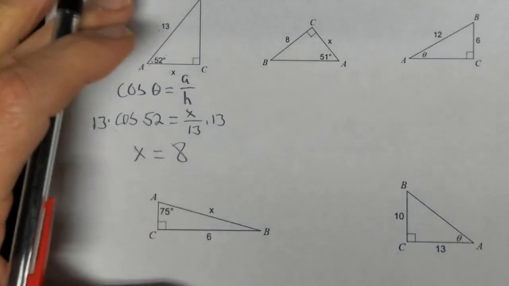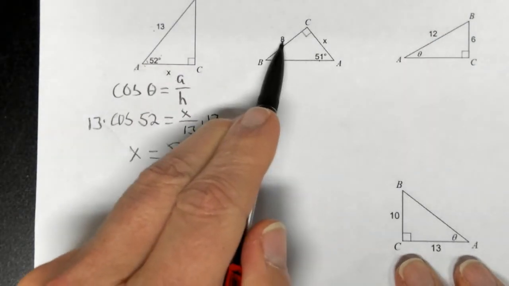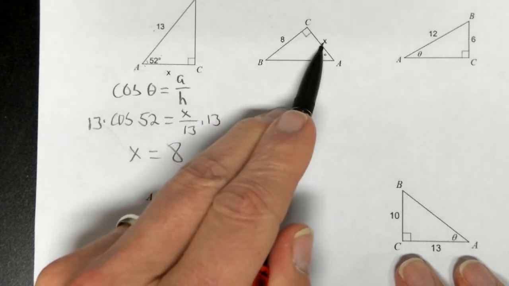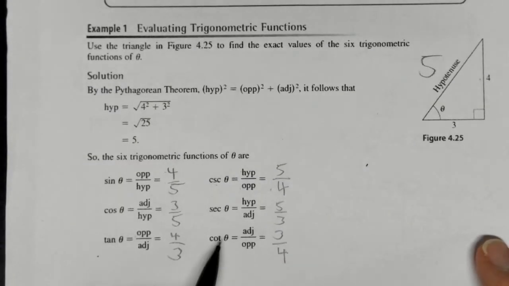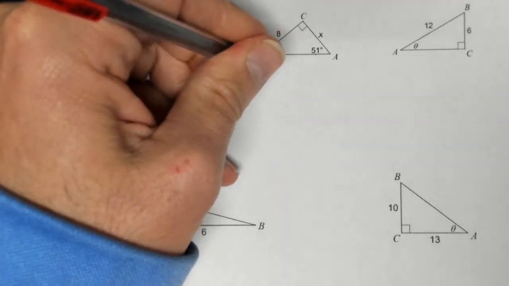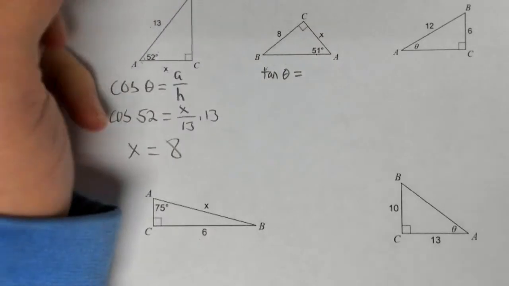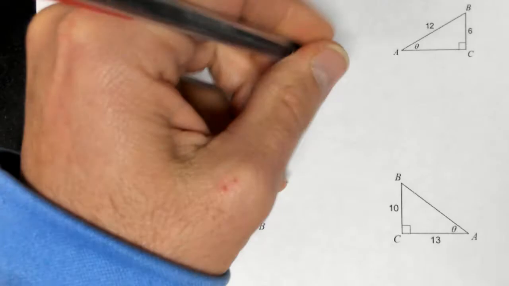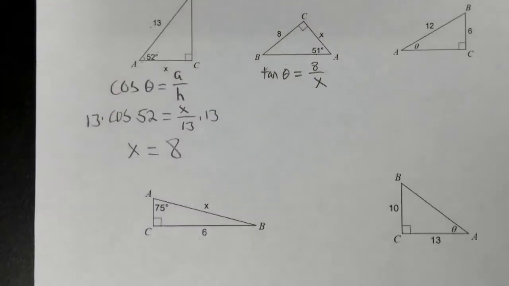All right, let's go ahead and see if we can set up the next one now. Locate the reference angle. We're 51. We have 8 as the opposite side. We have x as the adjacent side, opposite and adjacent. That means we could either use tangent or cotangent to get the answer. Either one. Let's go with tangent. So it'll be tangent of the reference angle, okay, equals opposite, which is 8, over adjacent, which is x.